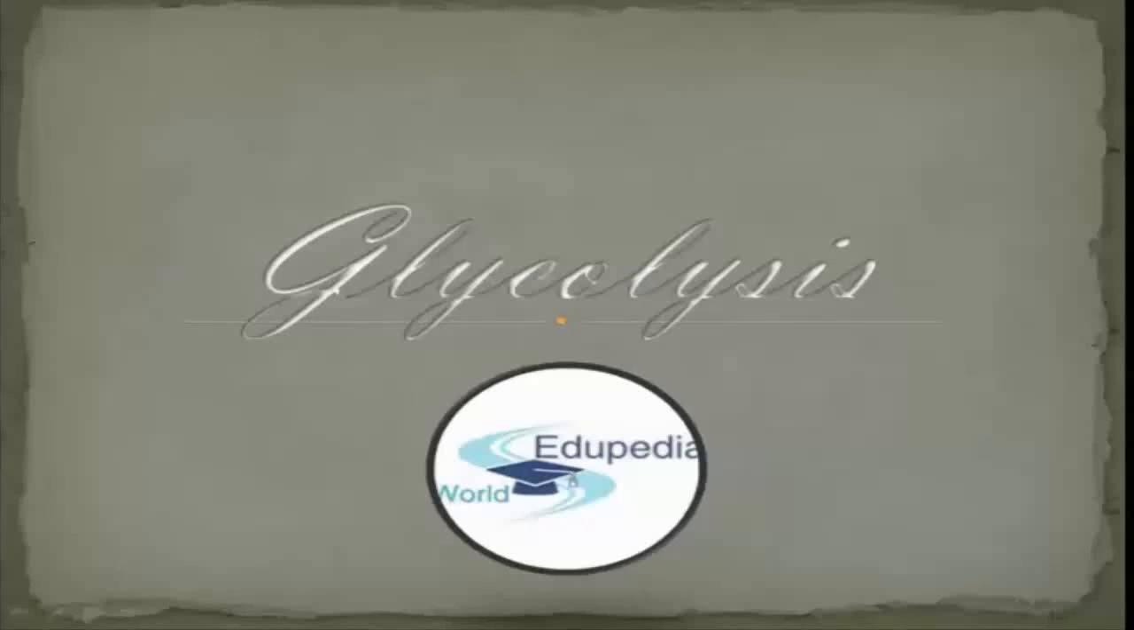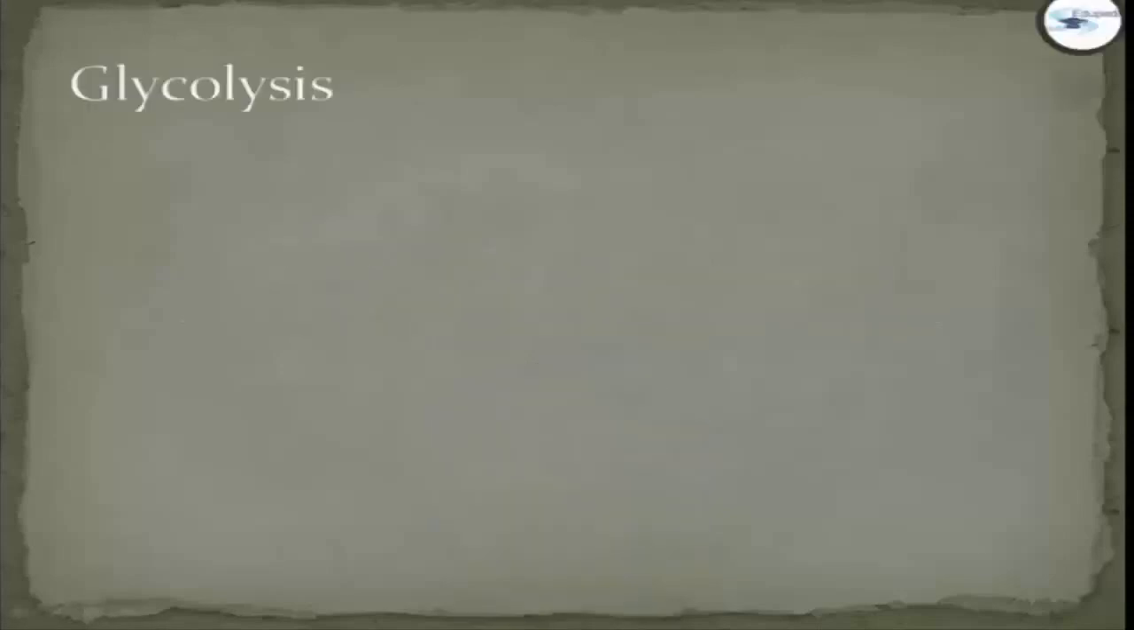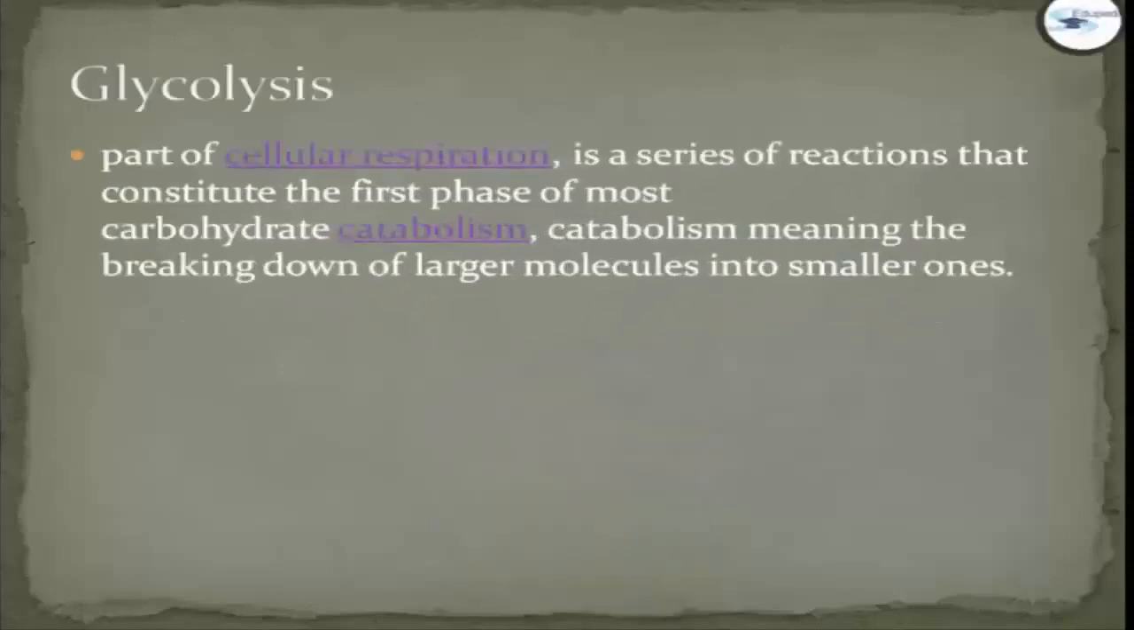Welcome to Wikipedia World, and this time we're going to discuss the first stage of respiration. We have glycolysis. When you say glycolysis, that is a part of cellular respiration. It is a series of reactions that constitute the first phase of most carbohydrate catabolism. Catabolism meaning the breakdown of larger molecules into smaller ones.